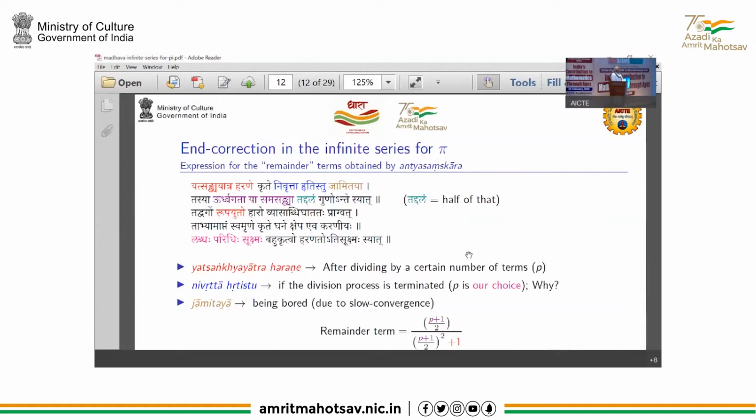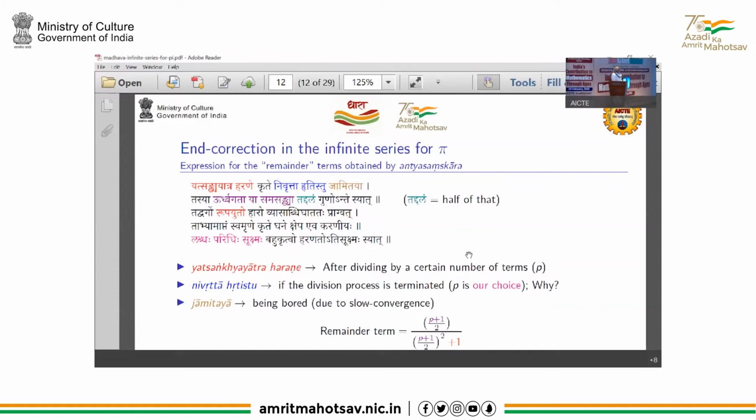Urdhvagata sankhya means p plus 1. Samasankhya: see, p is an odd number. All the denominators are odd numbers, so p plus 1 is going to be an even number. That's why samasankhya, p plus 1. Taddalam means half of it. So he just says, this expression he gives you is p plus 1 by 2, and the denominator tadvargo rupayutaha. Rupayuta means plus 1, haraha, and so on.